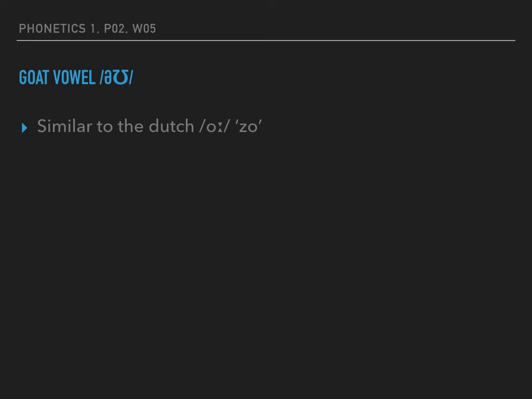So we say go. This is also very different from the American vowel, which is actually, instead of a schwa, spelled with the letter O, because the American go is very different from the British go. And the go is a little bit of a longer glide.